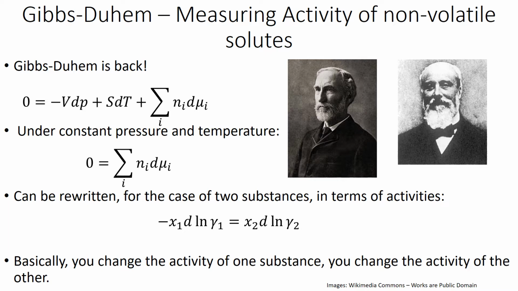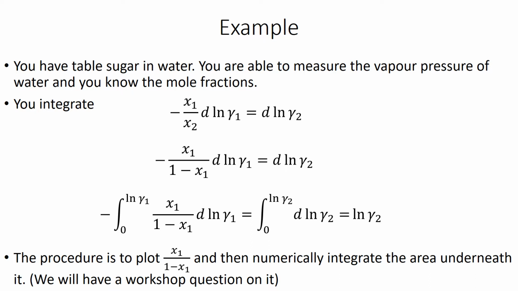Now, you can rewrite that equation completely for the case of two substances in terms of activities, and what you'll get is minus x1 d log gamma 1 equals x2 d log gamma 2. So basically, if you change the activity of one substance, you change the activity of the other. So if you know the change of the activity of the one substance, you can infer the activity of the other. So, for example, you have table sugar in water. You are able to measure the vapor pressure of water, and you know the mole fractions of both the water and the sugar. How do you do that?